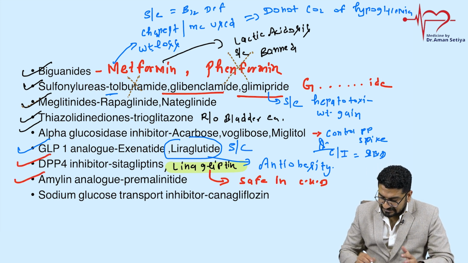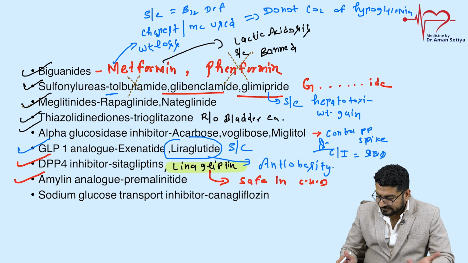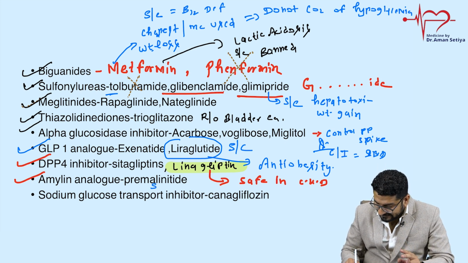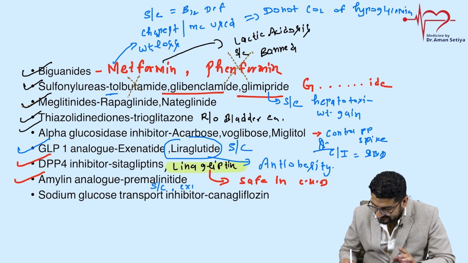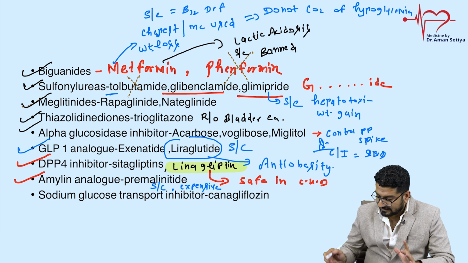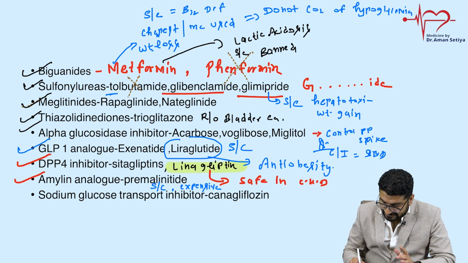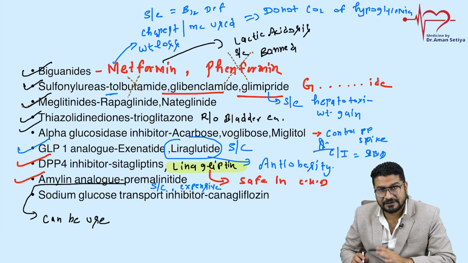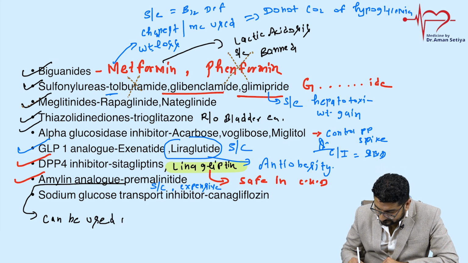Then amylin analog is again not routinely used in India, for two reasons. Indian people don't like subcutaneous drugs. Second, we don't like expensive drugs. But remember this: it is also approved in type 1 diabetes. This pramlintide can be used. Even acarbose can be used, but acarbose is not as effective as pramlintide. Can be used in type 1 diabetes.